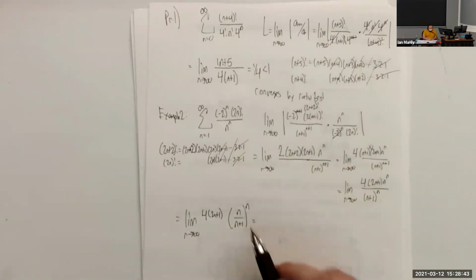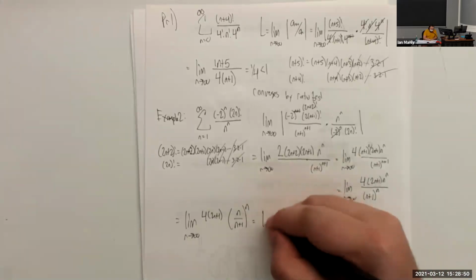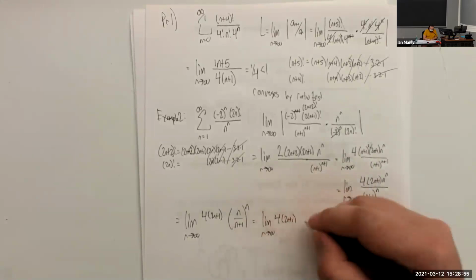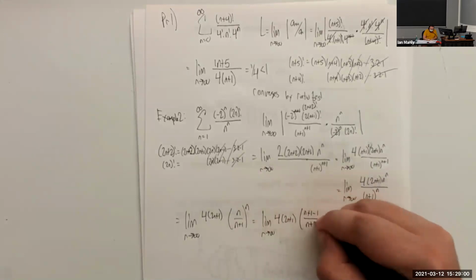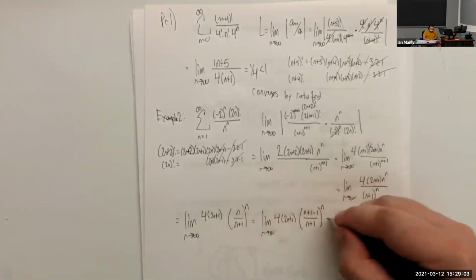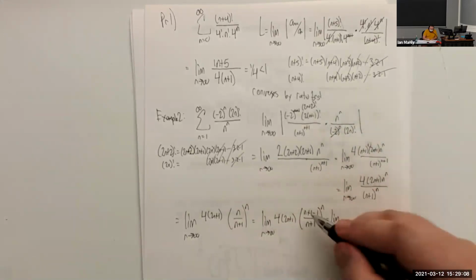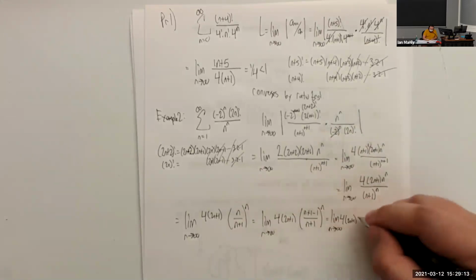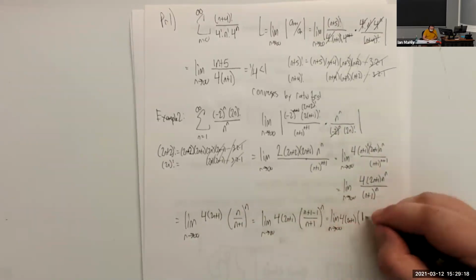Now, one thing I can do to make this look a little bit different is I can add and subtract 1 on the top. And you'll see why I'm going to do that in a second. So I have (n+1-1) over (n+1), all to the n. Okay, now why did I do that? Well, I have (n+1) over (n+1). That's going to end up being 1. But then I have this negative 1 over n+1.